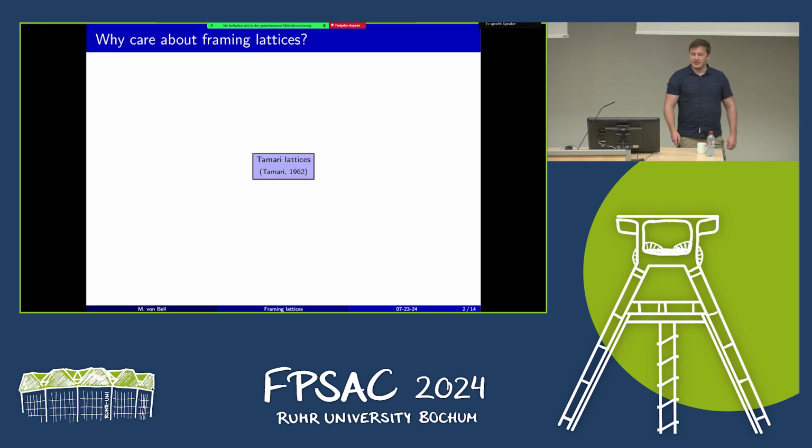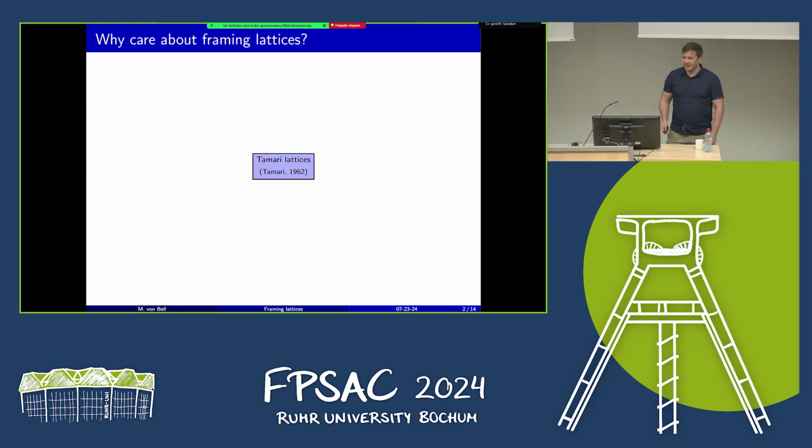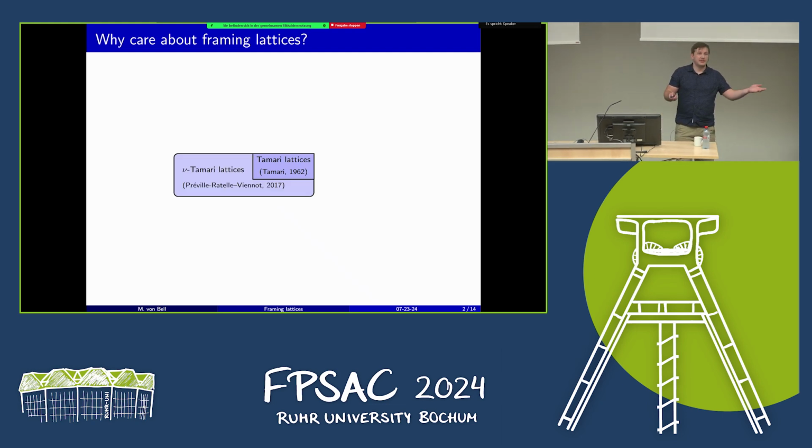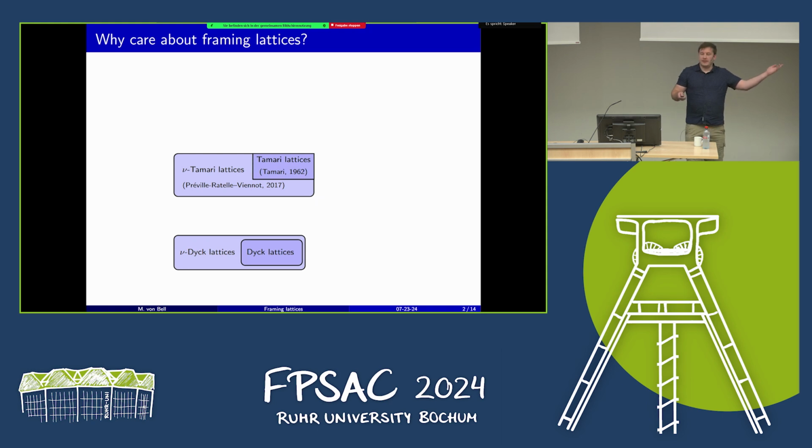I'm going to introduce framing lattices in a bit, but I'm going to start out by telling you why you should be interested in this new family of lattices. And then we're going to look at some examples later on. But you might have heard of the Tamari lattice. It's very interesting. But it's been generalized in various ways, including the new Tamari lattices by Préville-Ratelle and Viennot, 2017. And then there's also another family of lattices called the Dyck lattices or new Dyck lattices.